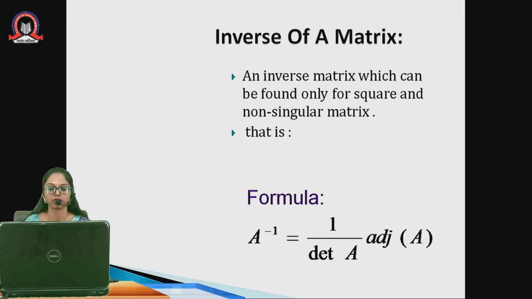The formula to find the inverse of a matrix is 1 upon determinant of A divided by adjoint of A, that is A into A inverse is equal to A inverse into A, which is equal to I, and the formula is A inverse is equal to 1 upon determinant of A into adjoint of A.